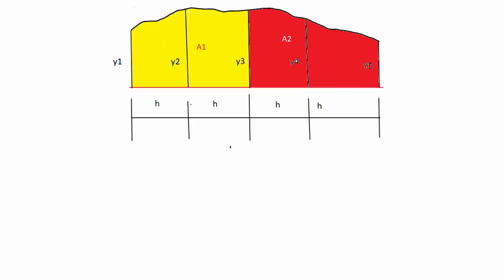Now I am taking the same thing. This yellow mark is considered as A1 and the red is considered as A2. For this y1, y2, y3 which are equally spaced, we know the area which is given by A1. This is my initial formula, that is h by 3 into 1y1 plus 4y2 plus 1y3. For the second area A2 which is marked in red, the 3 ordinates are y3, y4 and y5, and the area A2 will be h by 3 into 1y3 plus 4y4 plus 1y5.